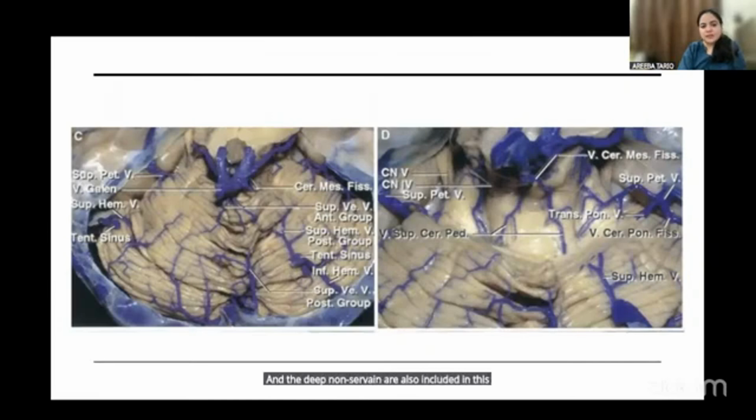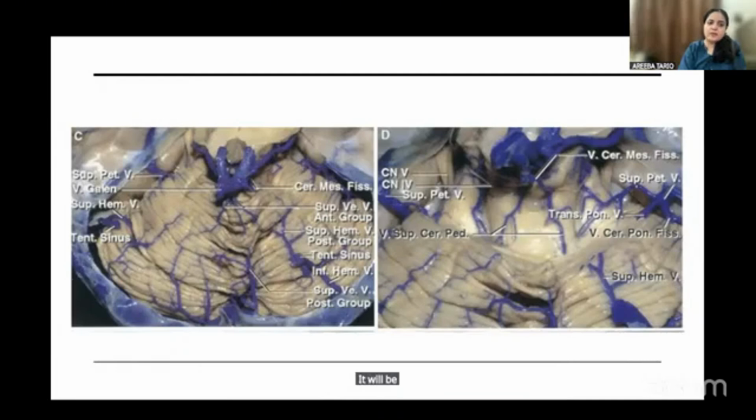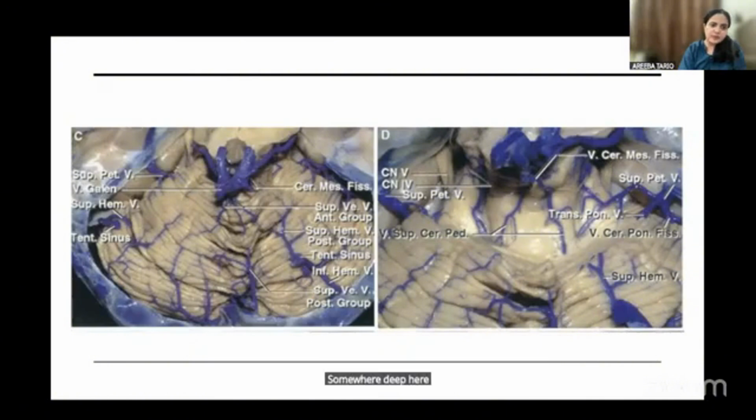This is again the similar dissection we saw a few minutes back, where at that time we were looking at the cortical veins, but we can also see the vein of the cerebellomesencephalic fissure here. It will be associated with the vein of the superior cerebellar peduncle, which will be present somewhere deep here. And as we can see, it is later going to drain into the superior petrosal vein.